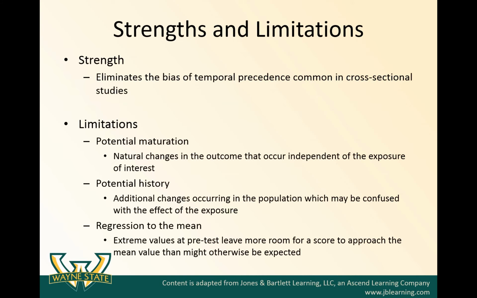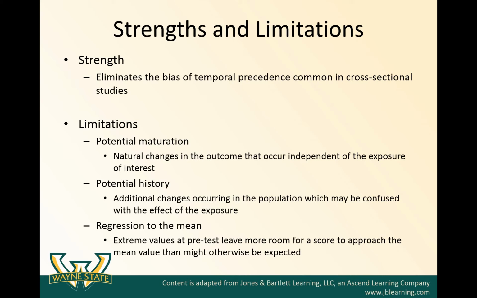A major strength is that it eliminates the bias of temporal precedence common in cross-sectional studies. However, there are a variety of limitations, and these should look familiar to you from the randomized controlled trial video and chapter. So you have potential maturation effects, so natural changes in the outcome that occur independent of the exposure of interest. Potential history effects, additional changes occurring in the population which may be confused with the effect of the exposure. And then regression to the mean.